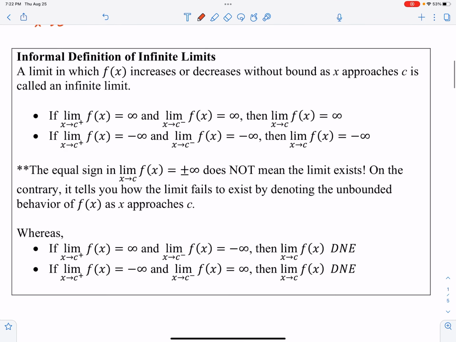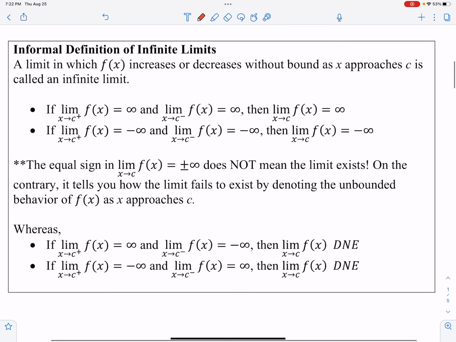Now here's our informal definition of infinite limit. So a limit in which f of x increases or decreases without bound as x approaches c is called an infinite limit. So if as x approaches c from the right, the function is approaching infinity, and as x approaches c from the left, the function is approaching infinity, we can say that the two-sided limit as x approaches c is also equal to infinity. And the same thing goes if the function were decreasing without bound: both one-sided limits are approaching negative infinity, then we can say that the two-sided limit would also be approaching negative infinity.